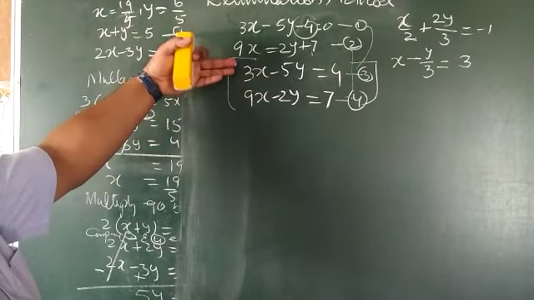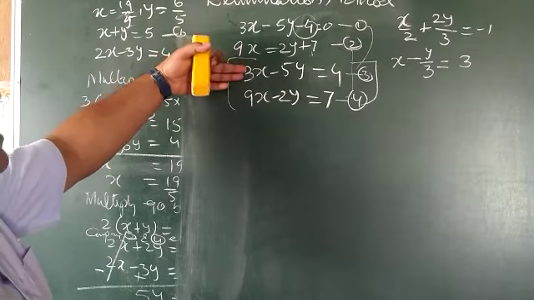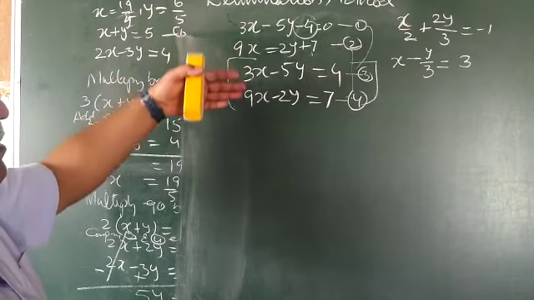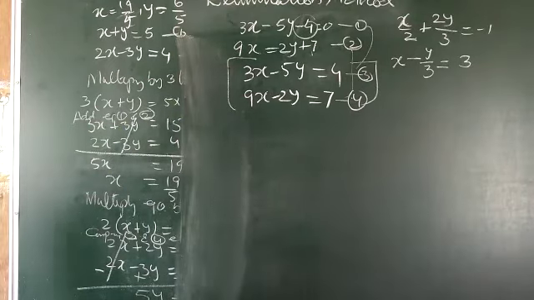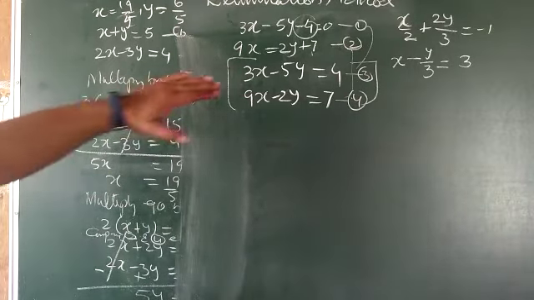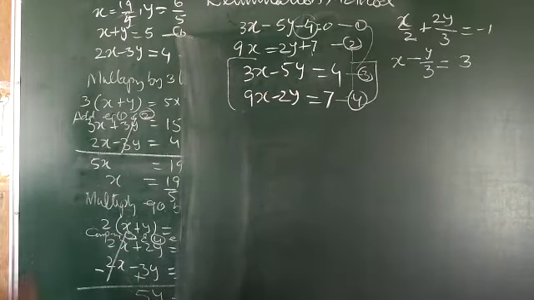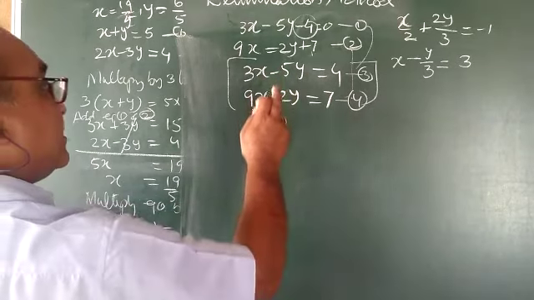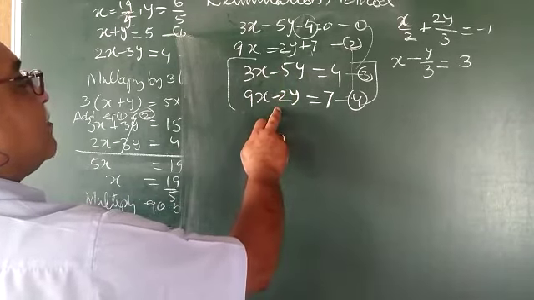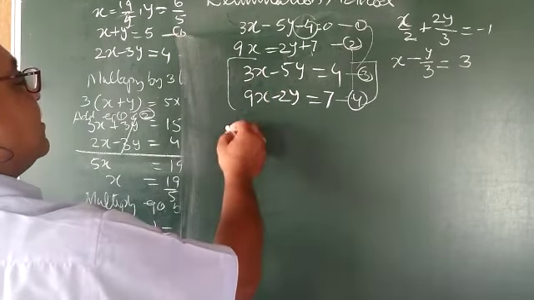This is 3x minus 5y, and 9x minus 2y. So if you multiply the third equation by 3, it will become 9x, and then 9x and this 9x, you can eliminate. Next time, look, this is 5y and this is 2y, so how will we do it? If we want to eliminate y, we can multiply this equation by 2, it will become 10, and this equation by 5, then this will become 10. So let's do that step.